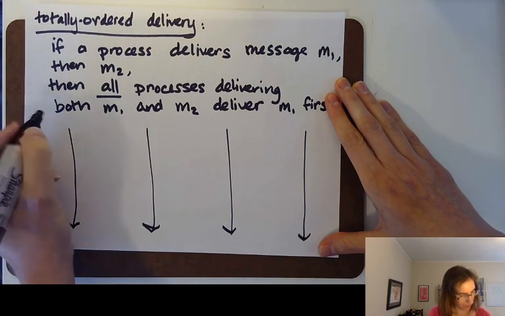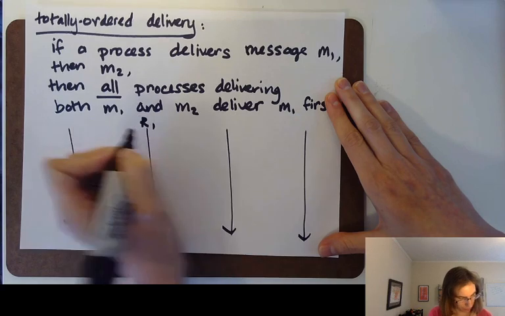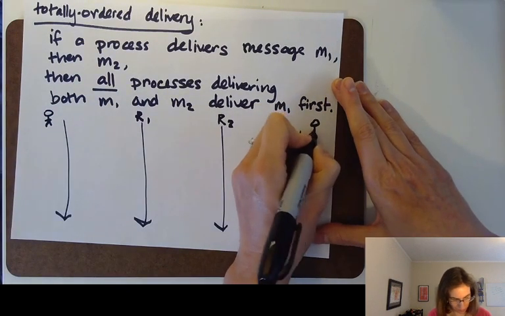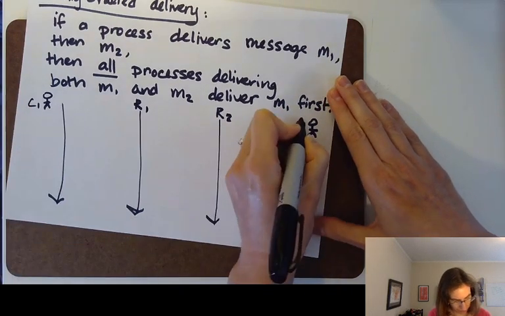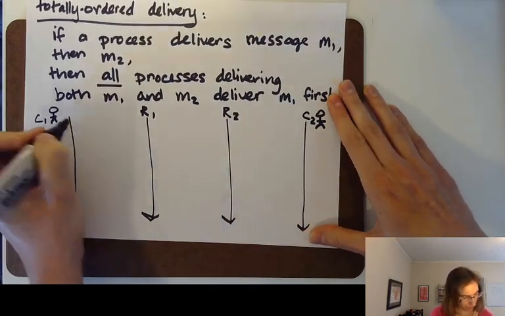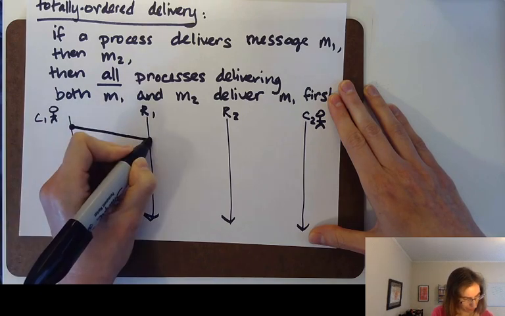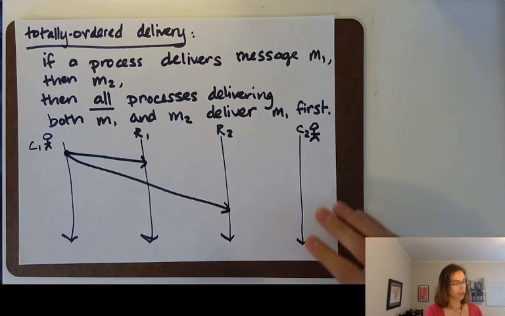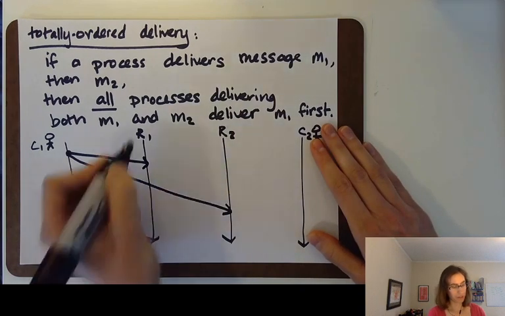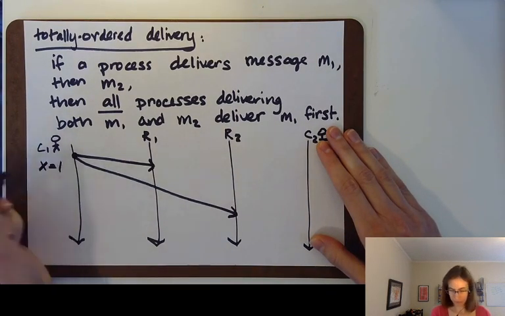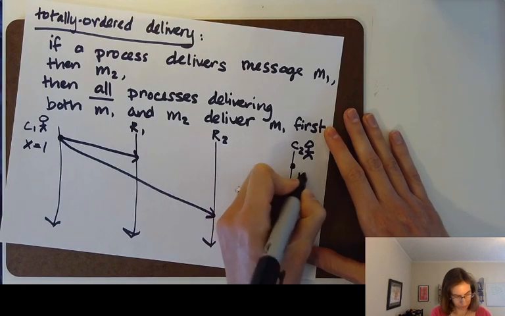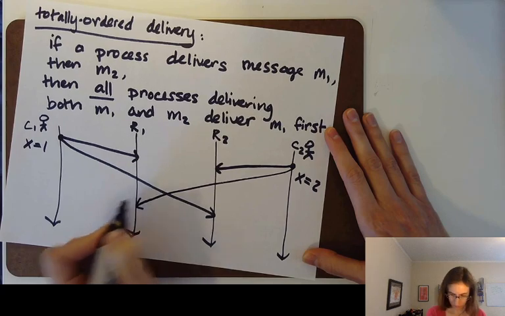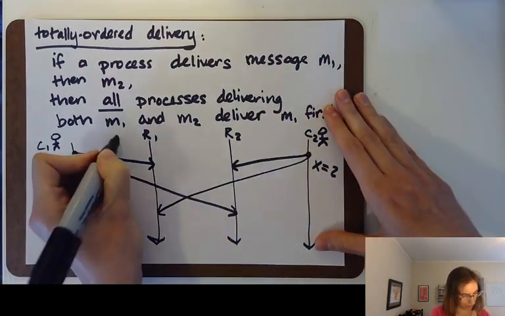So let's say that we have two processes. I'll call them R1 and R2, and two clients, C1 and C2, who you can also think of as being processes. Let's say that the clients send messages to R1 and R2. And let's just say that these clients are sending writes to a key value store that's replicated across these two processes. So let's say client 1 is writing x equals 1. Say client 2 at the same time is writing x equals 2. Maybe x started out at 0.